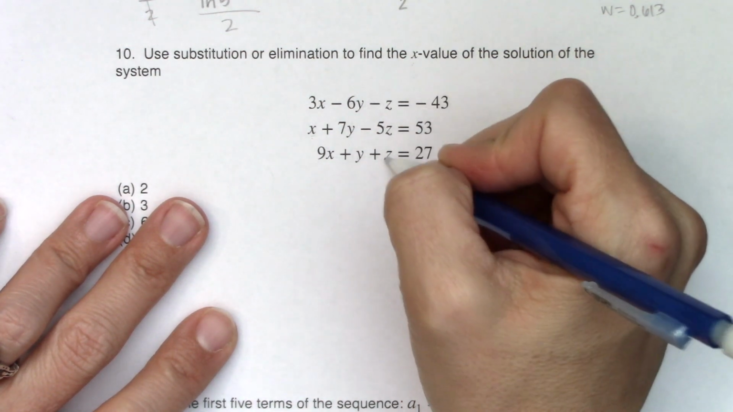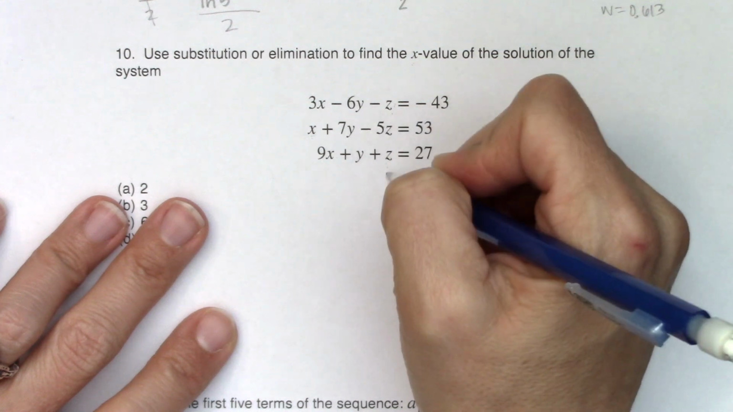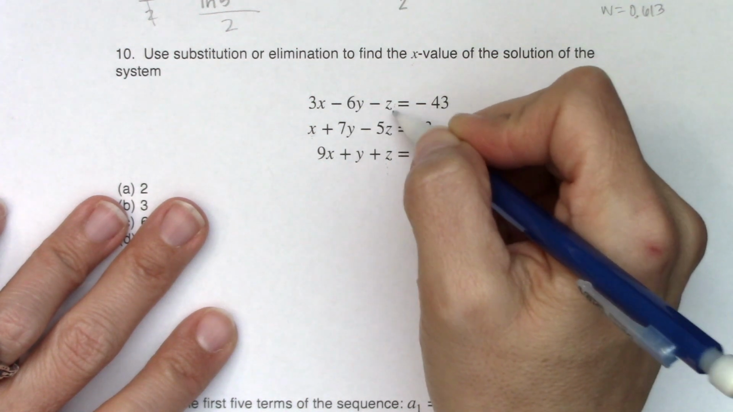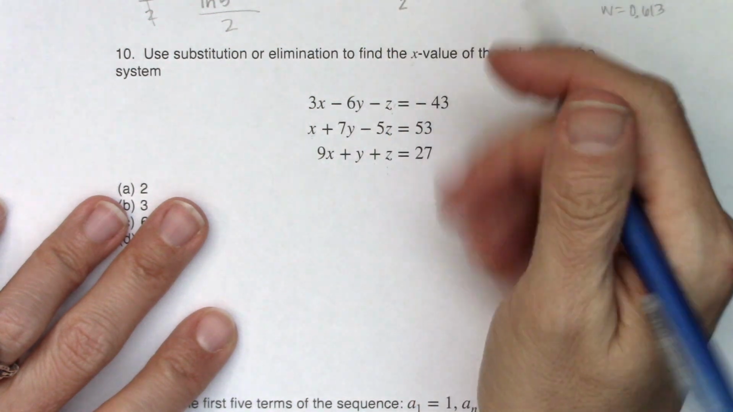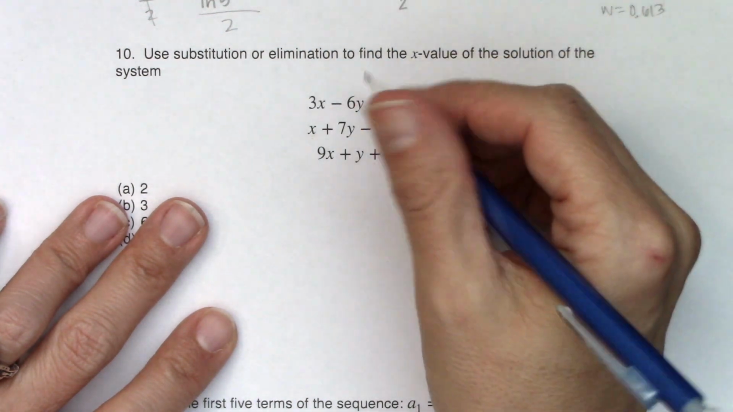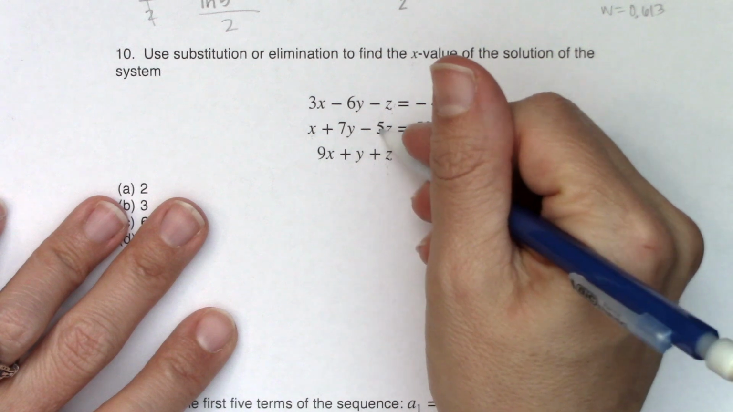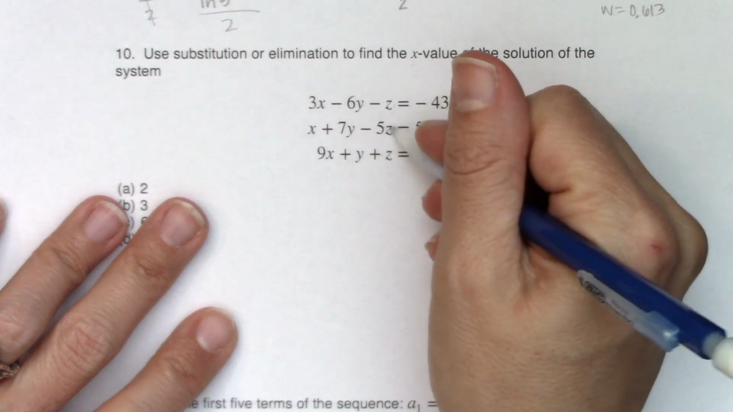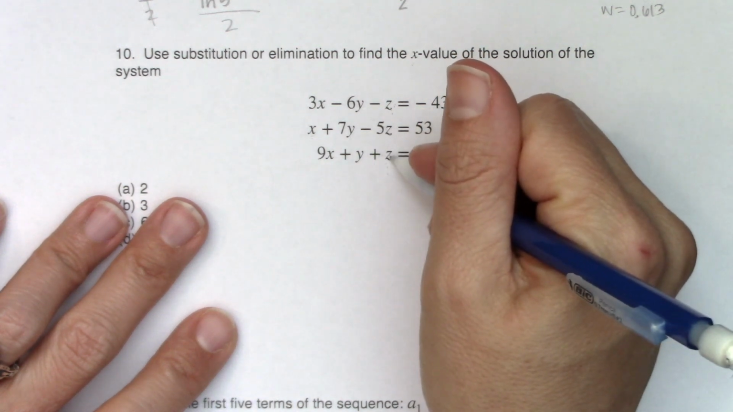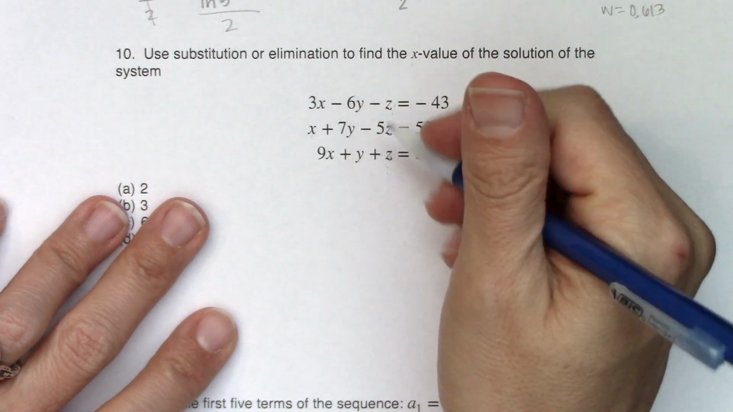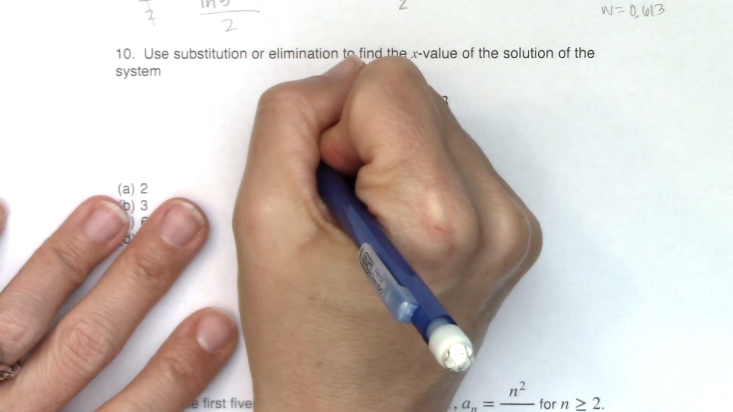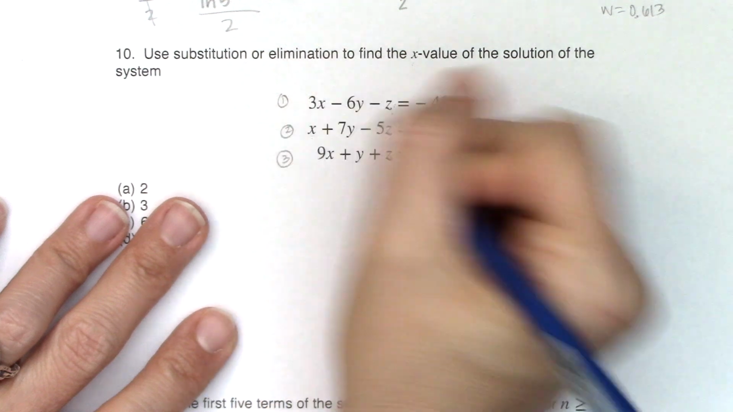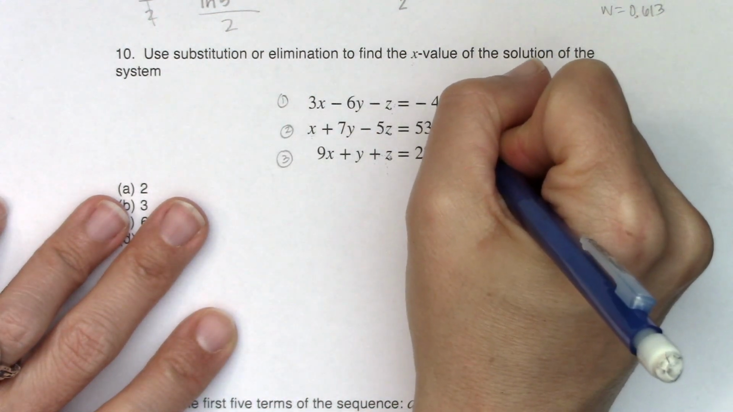But if you see equation 1 and equation 3, they're already set to eliminate. I've got a negative z and a positive z. That's going to eliminate really well. And then the next thing I'm going to do is use these two equations and eliminate the z variable. I'm going to do that by multiplying this equation by 5. So if I think of this as equations 1, 2, and 3, and you do not need to number these, I just want you to see what I'm about to do.